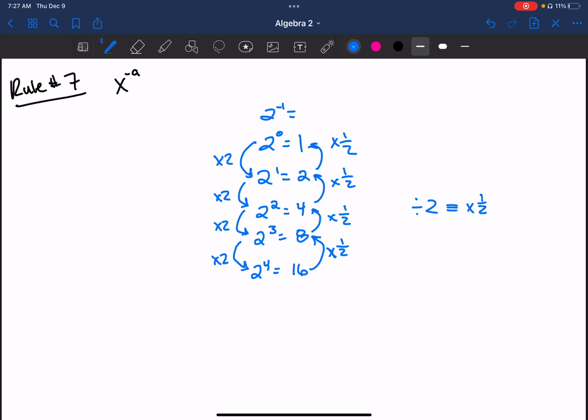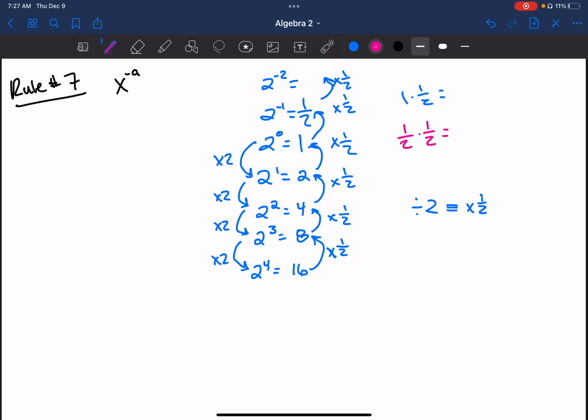So now I want you to think about what happens if we have 2 to the negative 1? Well, we have this nice pattern here. We're multiplying by 1/2, multiplying by 1/2, multiplying by 1/2, multiplying by 1/2 as we take this power down 1. So we're going down 1 from the 0 power, so we're going to multiply by 1/2. What is 1 times 1/2? Well, 1 times anything is that thing. So we have 1/2 here. Let's take it a step further. We're going to multiply 1/2 by 1/2.